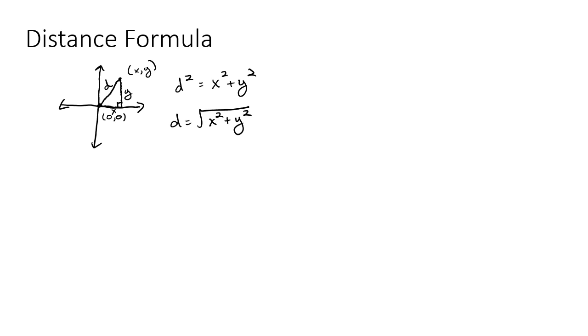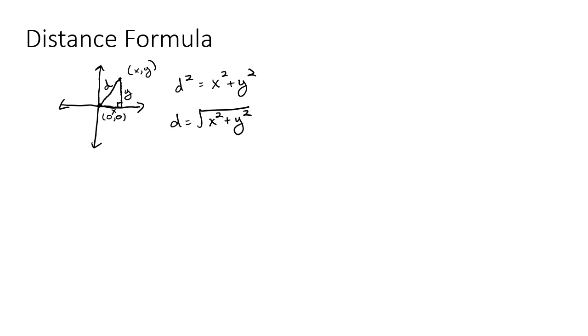Now, you're going to learn shortly, a couple of sections from now, that normally when we take the square root of both sides of an equation, we have to be careful with plus or minus signs. But in this case, we're assuming that distance is just a positive value. So the distance is just always going to be a positive number in this case.